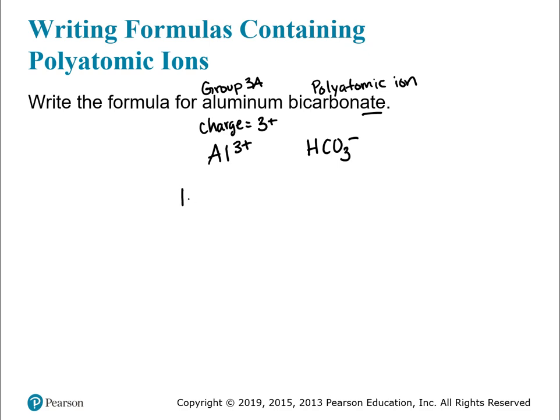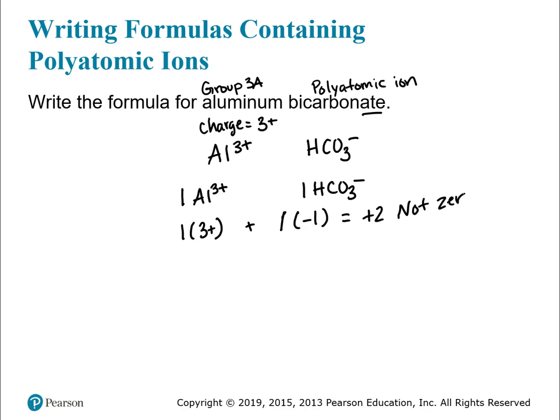If I had one aluminum ion and one bicarbonate, I'd get something that is not zero. Have to use subscripts here. And the reason why I go through the trouble of this first step is because sometimes the charges are equal. And if they're equal, you're done. If they're not equal, you have a little bit more work to do.